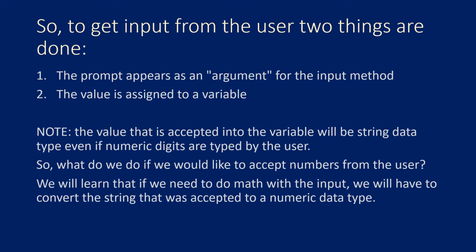But something like the number of coins in a piggy bank that we need to convert into dollars and cents, we do not want it to be a string. We would like it to be a numeric data type. So what do we do if we would like to accept numbers from the user, meaning that we want to use them as numbers? We will learn how to do that in the future.